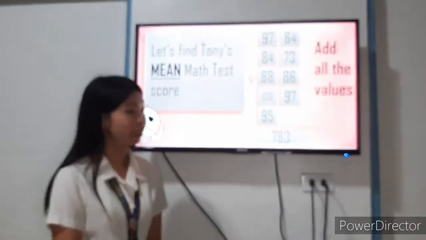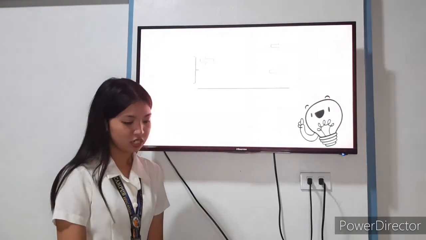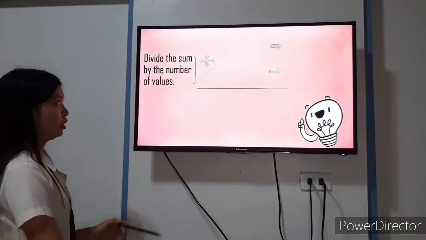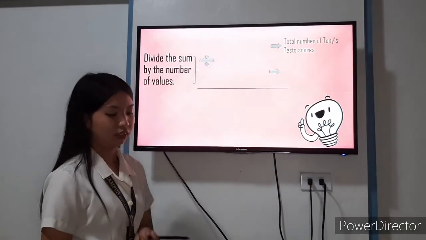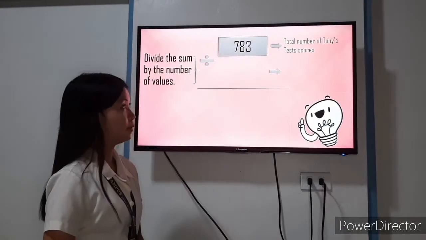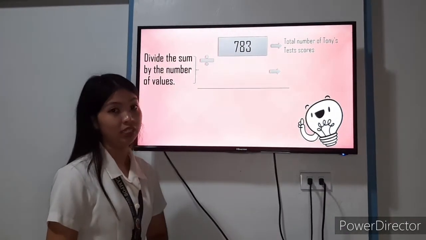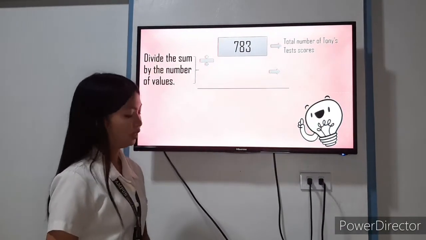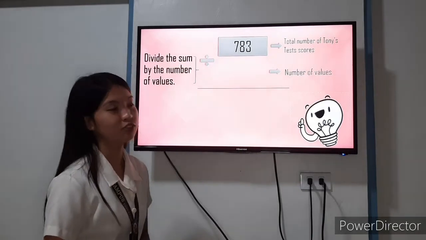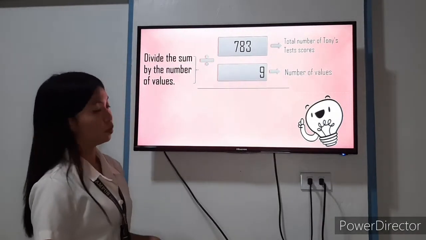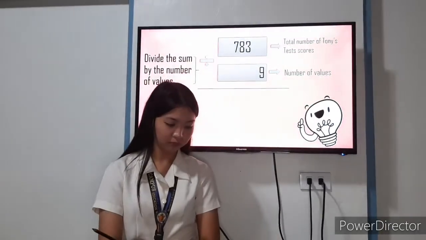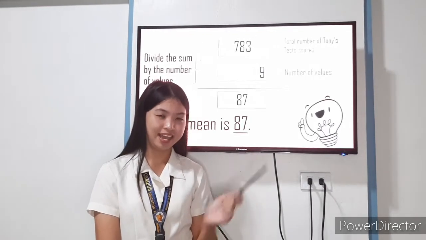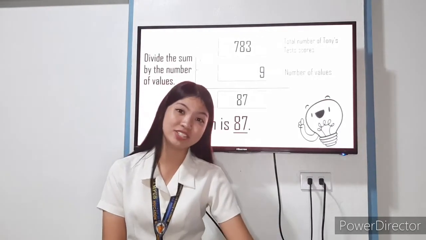Okay. And we can now move on to the next step, which is we're going to divide the sum by the number of values. We got 783, the total score of Tony in his math test, and divided it by the number of values, which is 9. So 783 divided by 9, we've got 87. Therefore, our mean is 87. As easy as that. So, any questions?